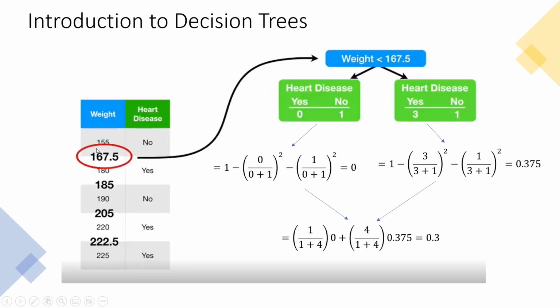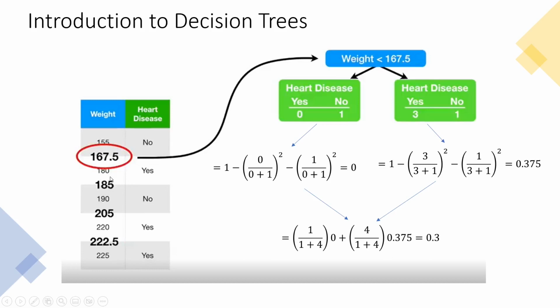And the way we do it is, for example, we select this one, and for the Gini impurity index for this one, we create a subtree with weight smaller than this mean value that goes on the left side, weights higher than this value go on the right side of the subtree. And since we have only one value here, 155 is smaller than this value, this goes to the left side of the tree. And since that patient who has 155 weight has no heart disease, that patient goes to here with weight smaller than 167 and with no heart disease.